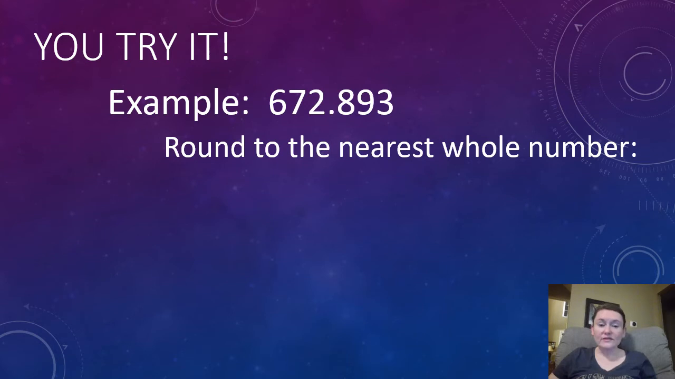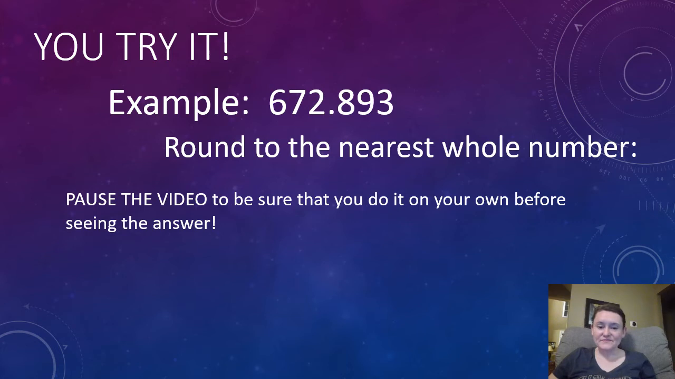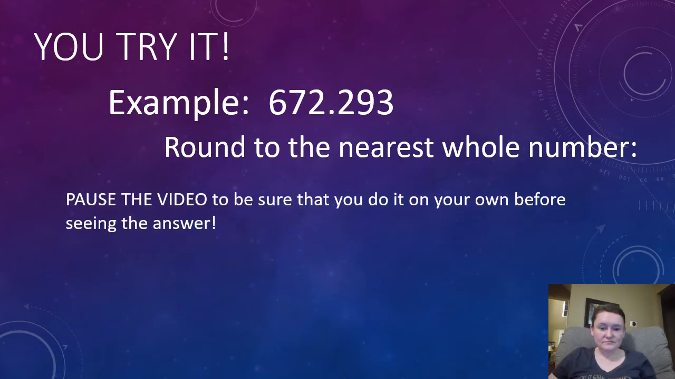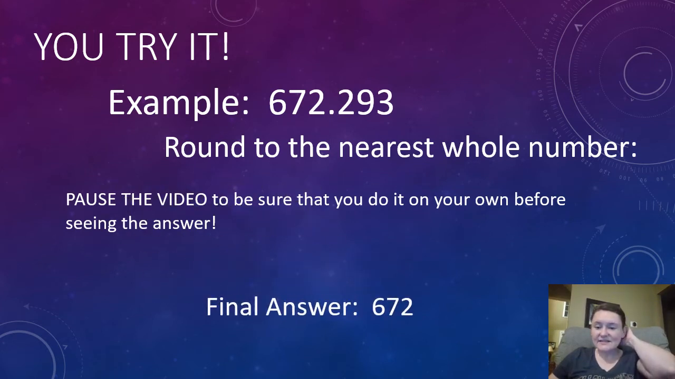Round to the nearest whole number. Pause the video. You should get 673 because the number after the decimal point was bigger than 5. So this rounds to 673. Round to the nearest whole number. You should get 672 because the number after the decimal point is a 2, which is smaller than 5, so this stays 672.